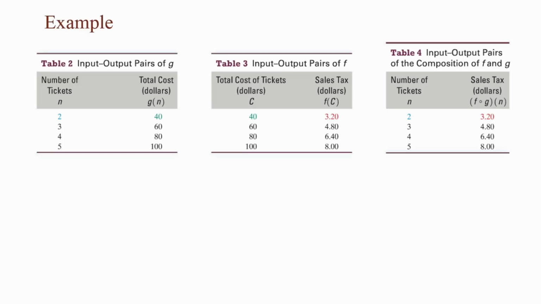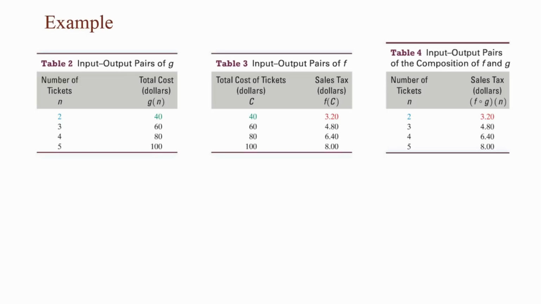Table 4 has the input-output pairs of the composition of F and G. I have the number of tickets and then the sales tax in dollars, F of G of N. So if I have 2 tickets, that gives me $3.20 in tax. If I have 3 tickets, then I have $4.80 in tax. If I have 4 tickets, I have $6.40 in tax. If I have 5 tickets, I have $8 in tax.